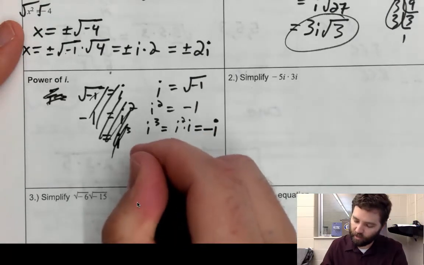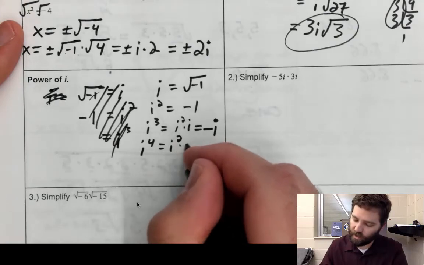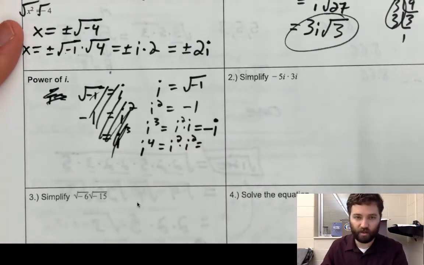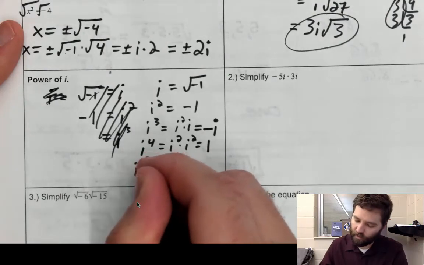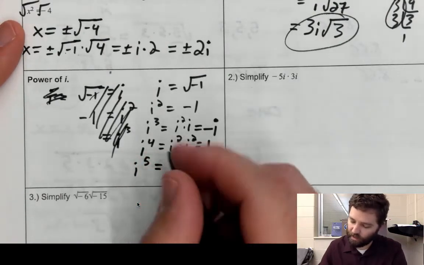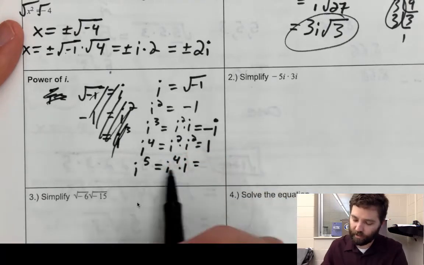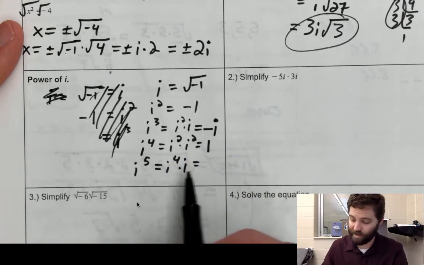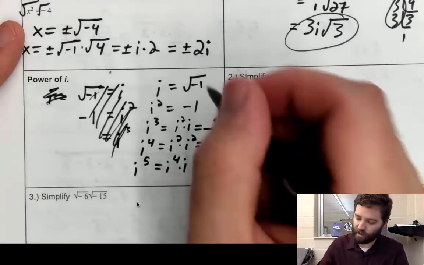What about i to the 4th? Well, i to the 4th, that'd be the same as i squared times i squared. That's -1 times -1, that's +1. What about i to the 5th? Well, i to the 5th is equal to i to the 4th times i. i to the 4th we just said was 1, times i, so 1 times i is just i. So we get back to the beginning.